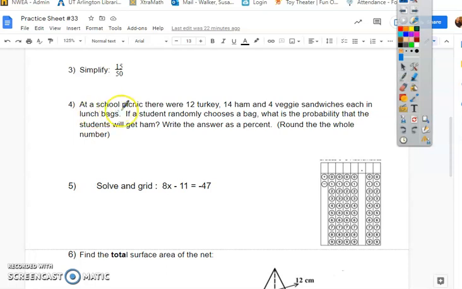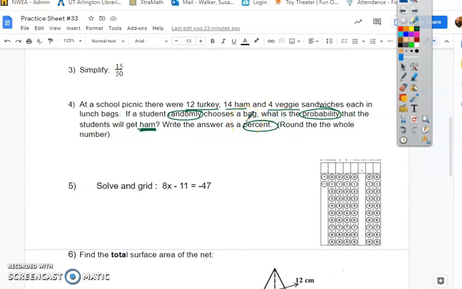It says, at a school picnic, there were 12 turkey, 14 ham, and 4 veggie sandwiches, each in lunch bags. So we have, basically, however many this is total, that many lunch bags, and this is the assortment of sandwiches. If a student randomly chooses a bag, what is the probability that the student will get ham? Then it says write it as a percent. So all of this is important.